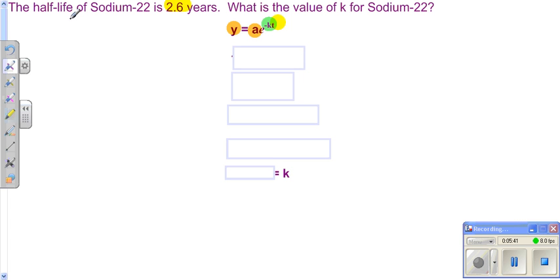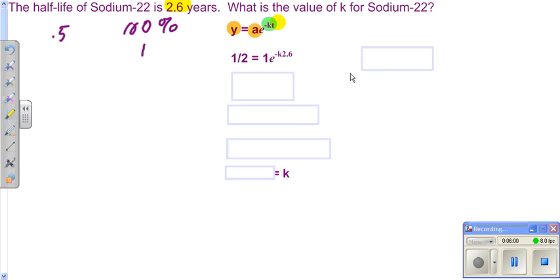Well, what percent did you actually start out with? You started out with 100%, which you know is just 1. What are you ending up with? That's your y. Well, you're ending up with, it says half, so that's 50% or 0.5. So that's what we're going to be plugging in here. Now, we don't really need to have the 1 here because 1 times this doesn't change it.